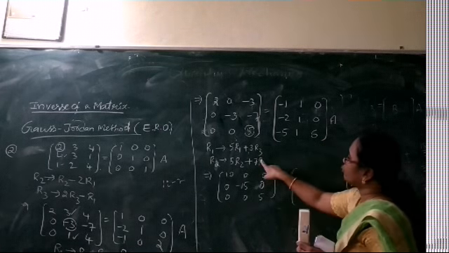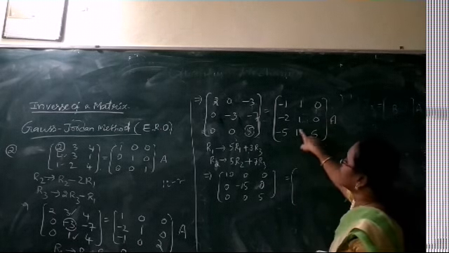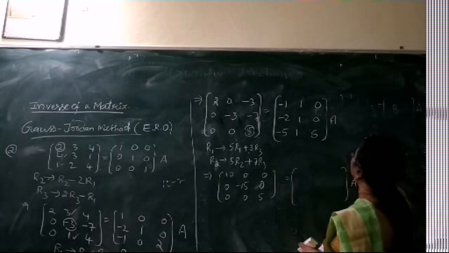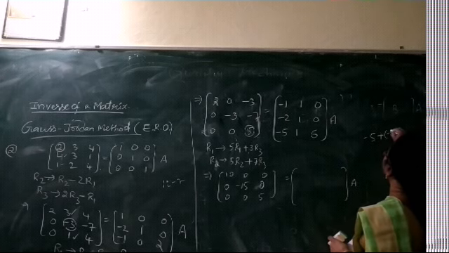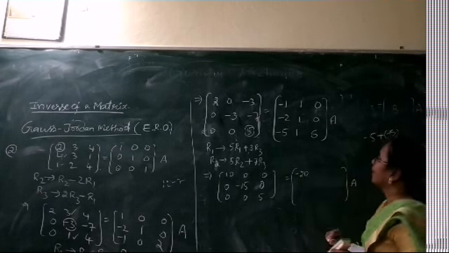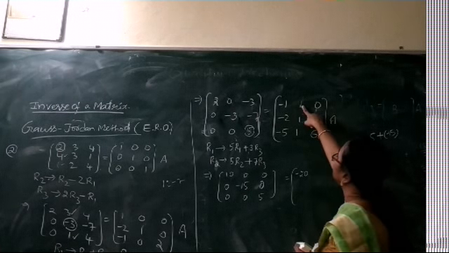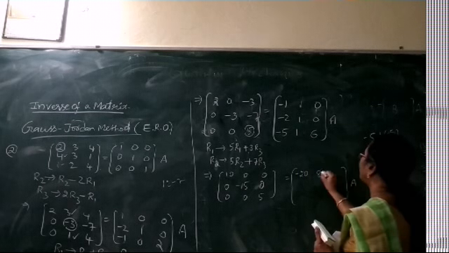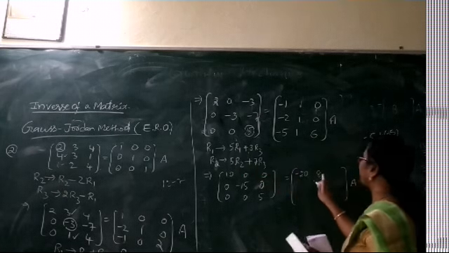Doing the same two row operations on the prefactor also. So we have R1 is 5R1 plus 3R3. 5 times of minus 1, minus 5 plus 3 times of minus 5, minus 15. Minus 5 minus 15, it is minus 20. Next it is 5 into 1, 5 plus 3 into 1, 5 plus 3 we have 8. 5R1 plus 3R3 also 3, so 5 plus 3, 8.